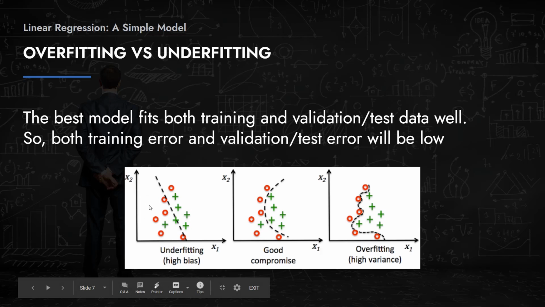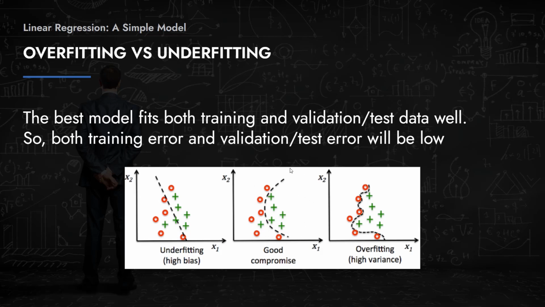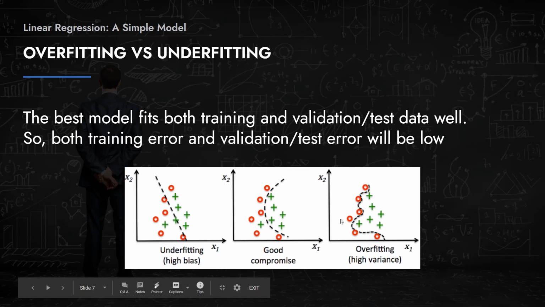This probably has like a 50% error for the training data set and 50% for the testing data set. This has 0% error for the training data set, but maybe 50% for the testing data set. This has probably like 80% accuracy, let's say, for the training data set and 80% for the testing data set. So this is like 100% accuracy for the training data set, 50% accuracy for the testing data set, and this is 80-80.